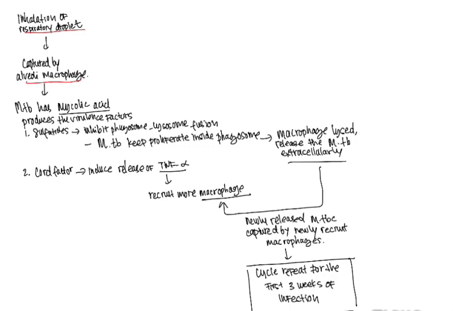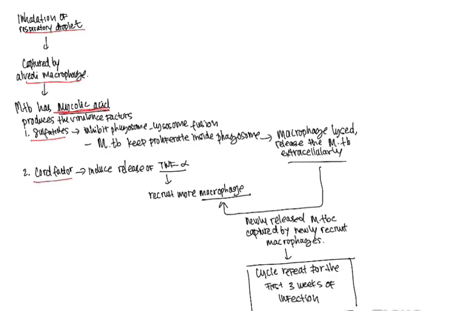But in Mycobacterium tuberculosis, it has something called mycolic acid. Mycolic acid is in the cell wall of the mycobacterium. So it can produce two virulence factors. One is called sulfatide and the other one is called cord factor.